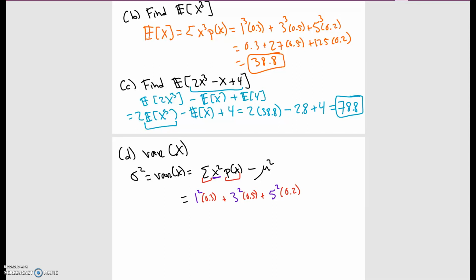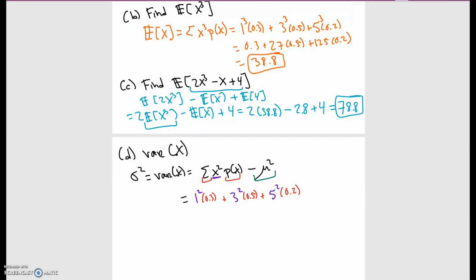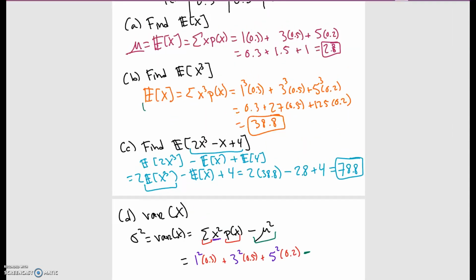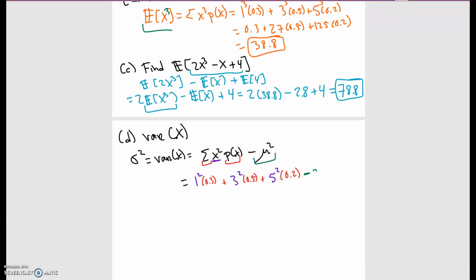Now that I multiplied each x times the probability, I'm going to subtract mu squared. Now what's mu? Well, mu was the expected value. This one was my mu. So this is just 2.8, and I'm going to square this.